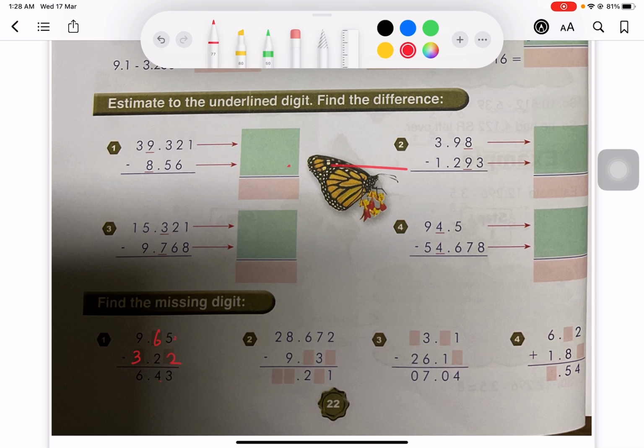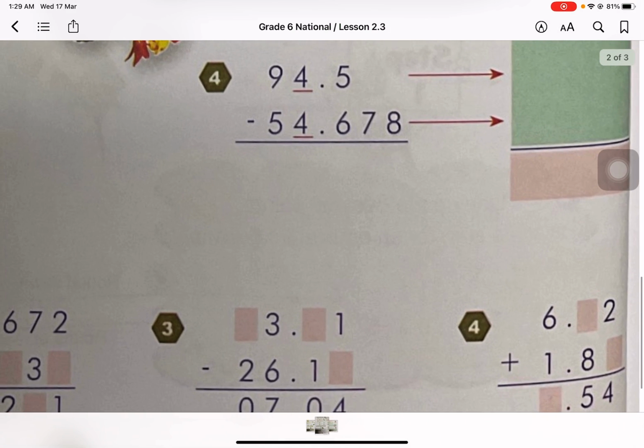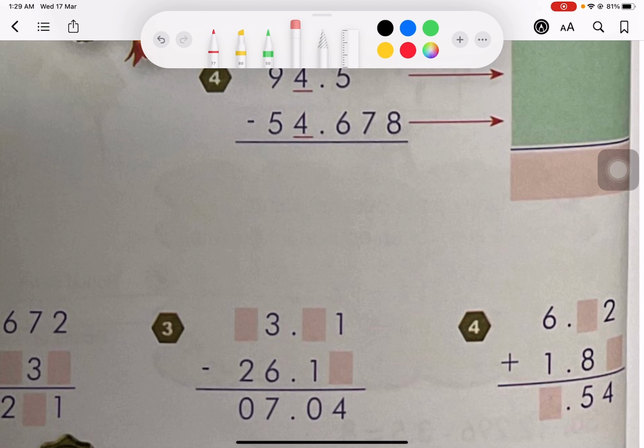Now, let's do the last one, question number 4. Okay, look. What number, when you add something to it, gives you 4? The 2, how much does it need to get to 4? Yes, 2. So 2 plus 2, the answer is 4.